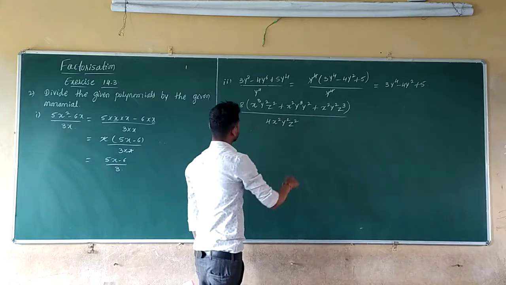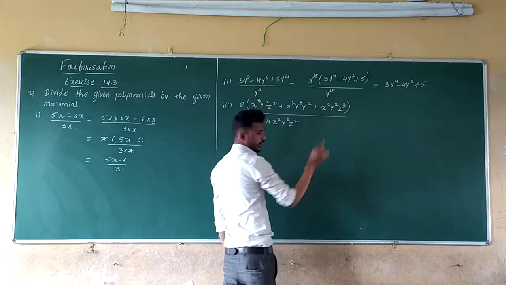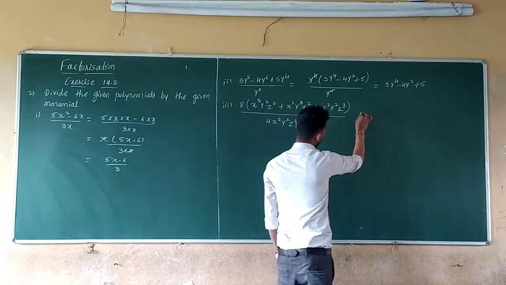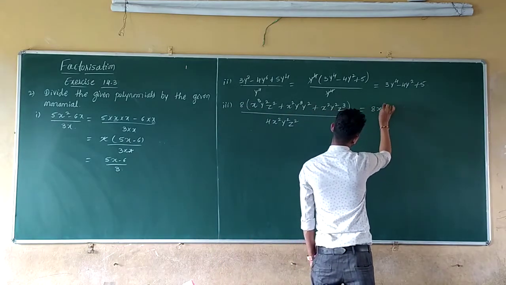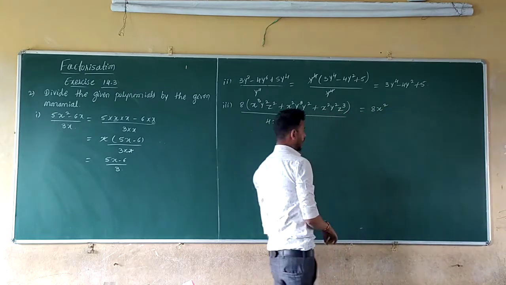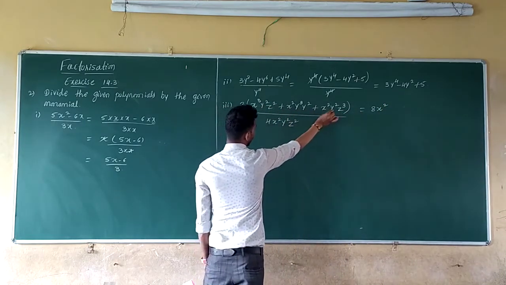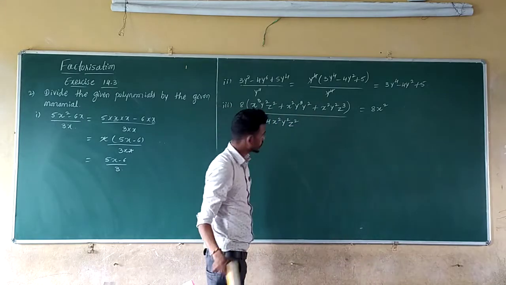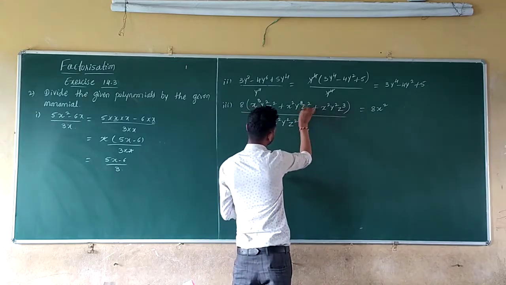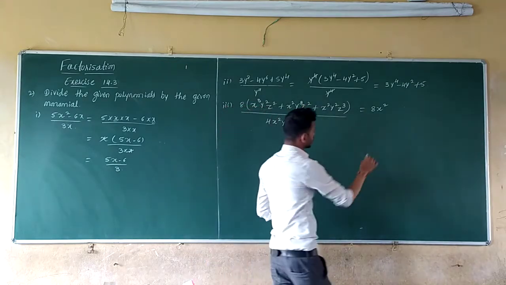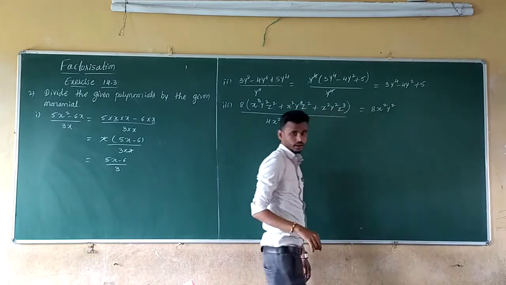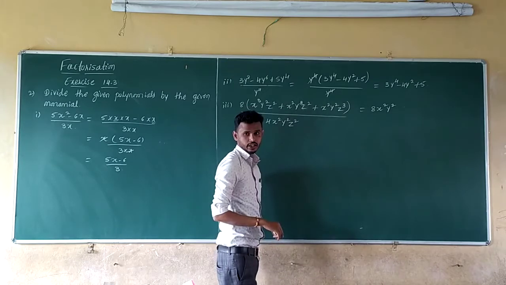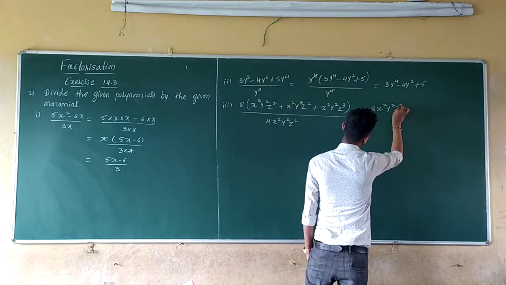Now let us see here. x common is there. In that, what is the minimum? x square is the minimum. So take that x square as a common. Again, y common is there. What is the minimum? y square. So take that y square outside as a common, here it is z square. Next, z common is there. What is the minimum? z square. So take that as a common.